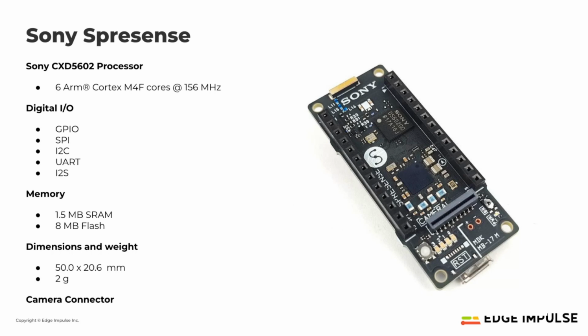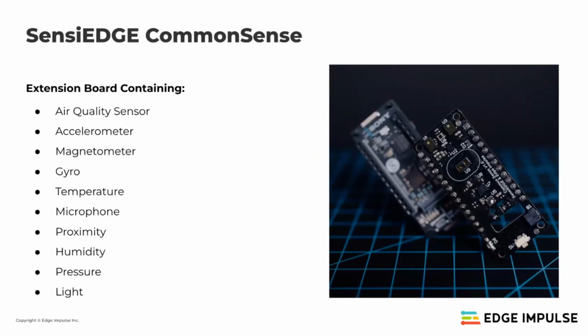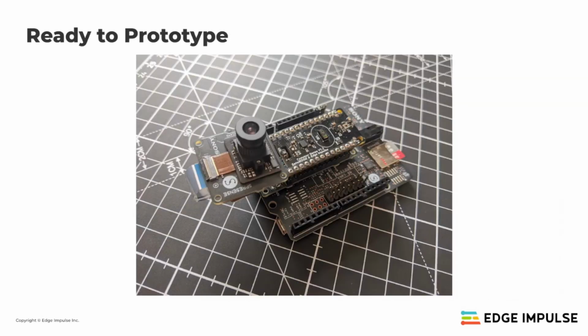And then plugged into the top of the Spresense, I have the CommonSense board, which is designed and manufactured by SensiEDGE. And this is a nice add-on for machine learning projects because it has 10 sensors on board: air quality, accelerometer, magnetometer, gyroscope, temperature, humidity, pressure, microphone and proximity, and a light sensor. Here's a fully assembled unit with a camera as well, though we don't really need a camera for our smart jacket use case.